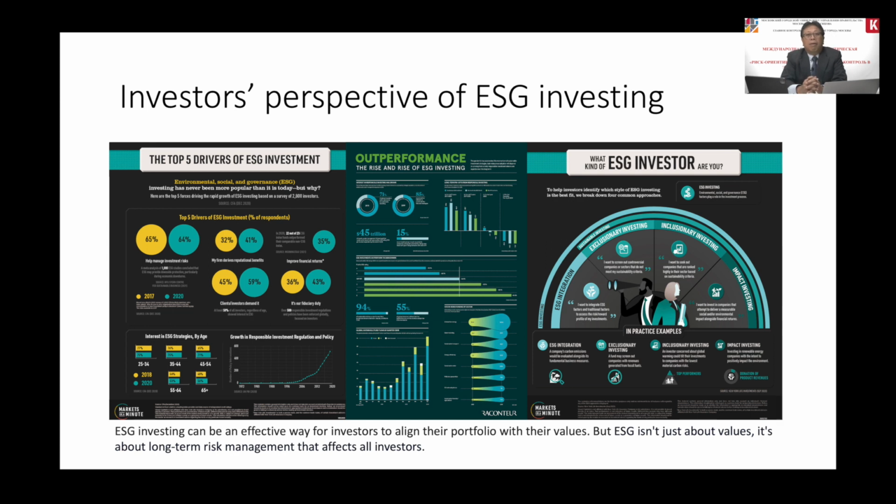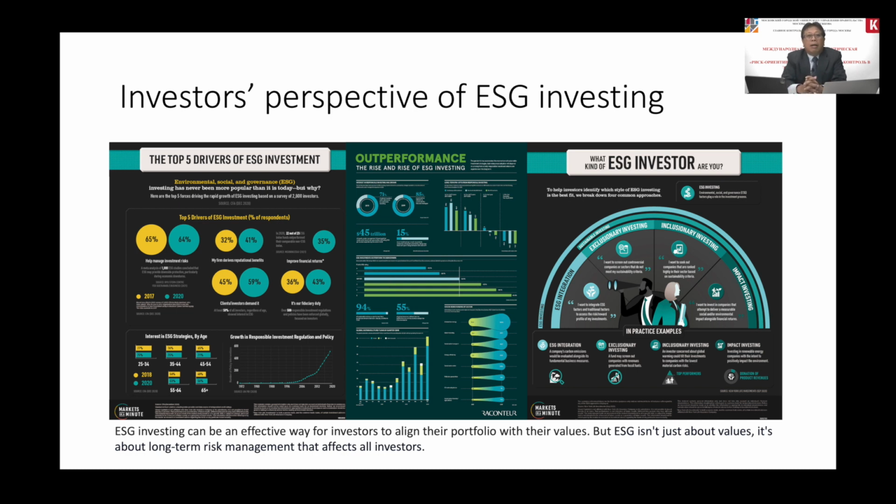And on the other side of the coin, it is worth seeing the 5 drivers of ESG investment from the global fund management point of view and company's board vision, i.e. 1. Help manage investment risk. 2. My firm derives reputational benefit. 3. Improving financial return. And 4. Client investors demand it as our fiduciary duty.